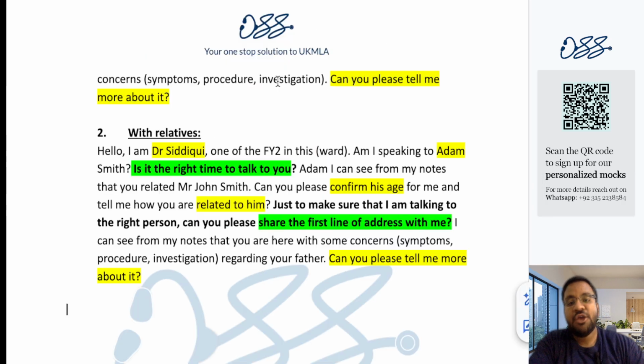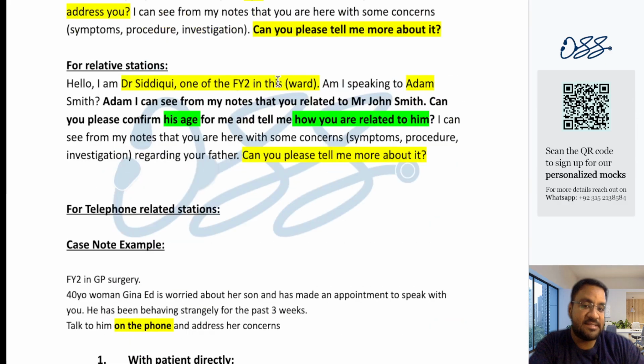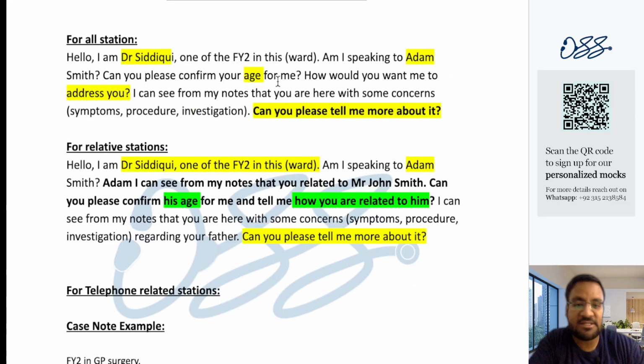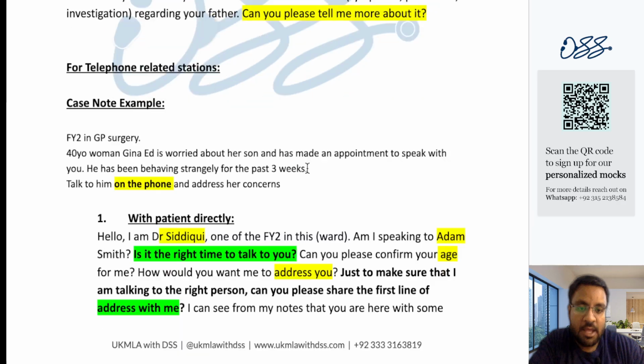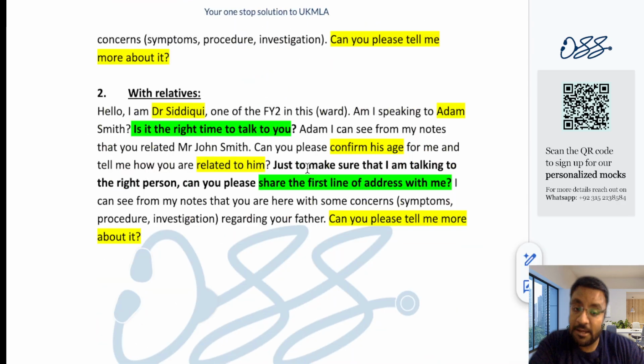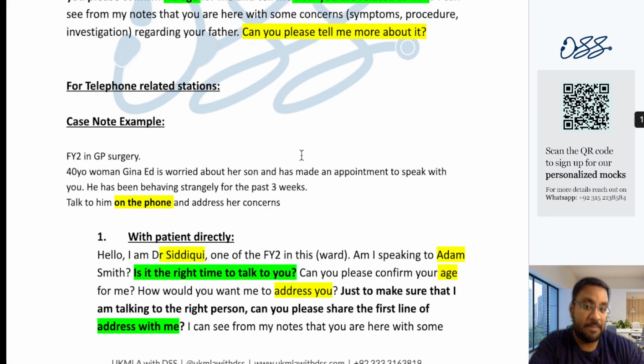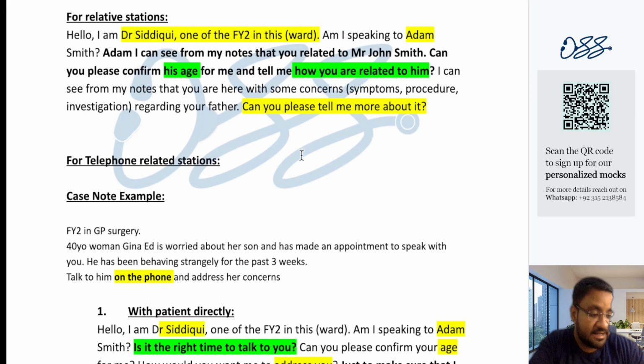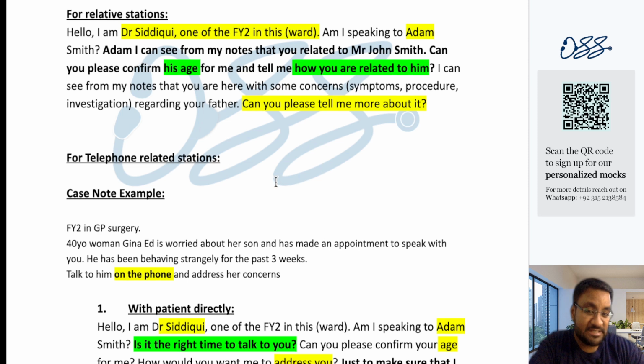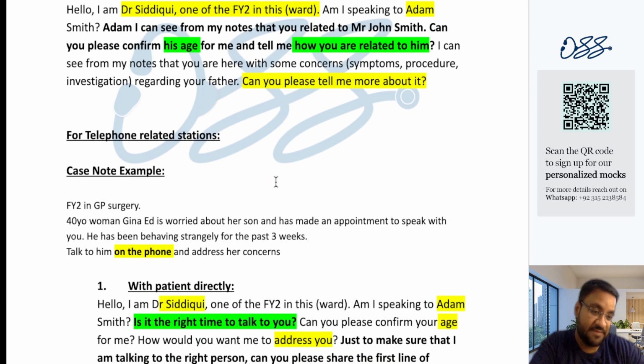All right. So apparently this looks very simple, like it's just 2 to 3 lines that you need to say, but people end up missing important parameters of the introduction. People end up missing checking the identity. People don't end up introducing themselves. People end up missing open-ended questions, and that has a very significant impact on the marks that you score.